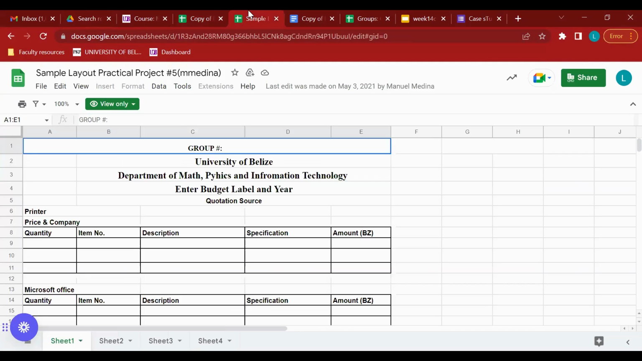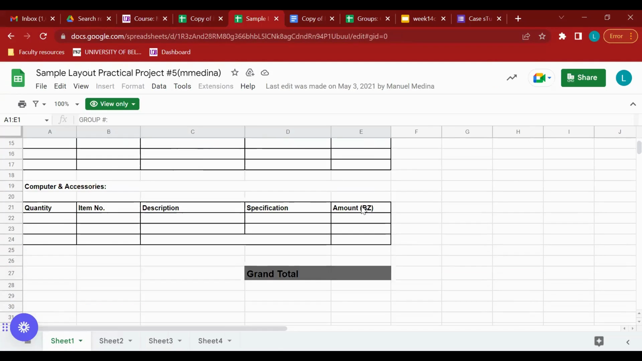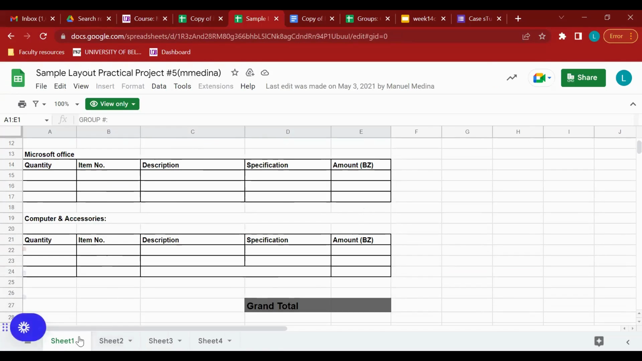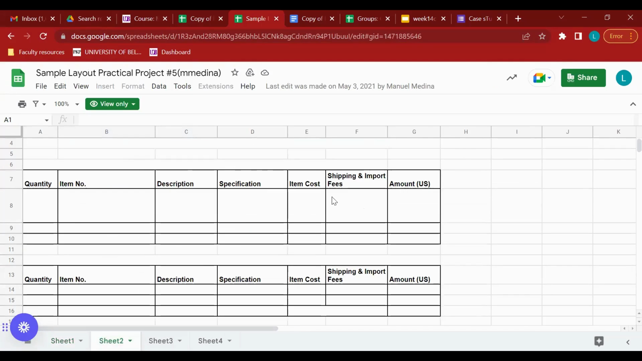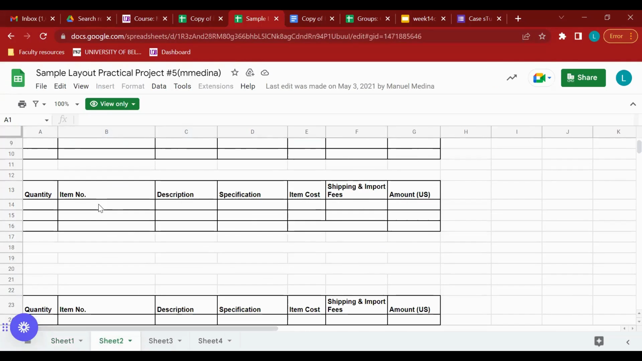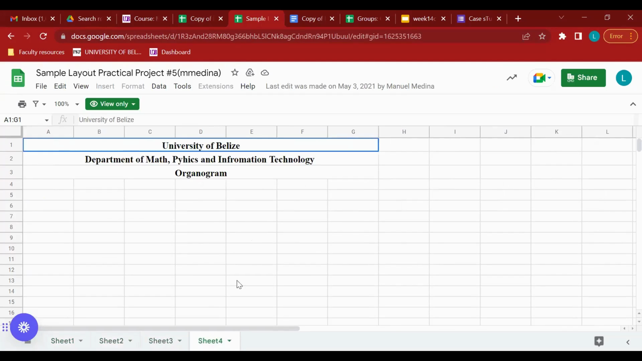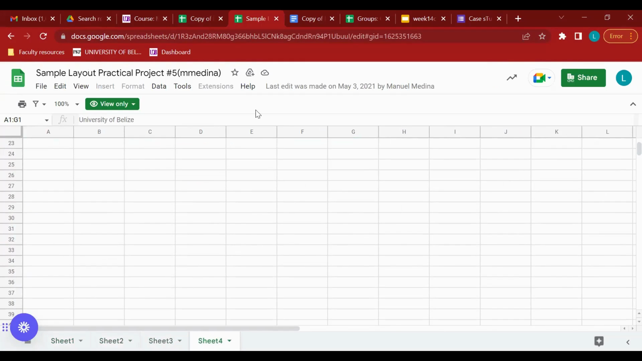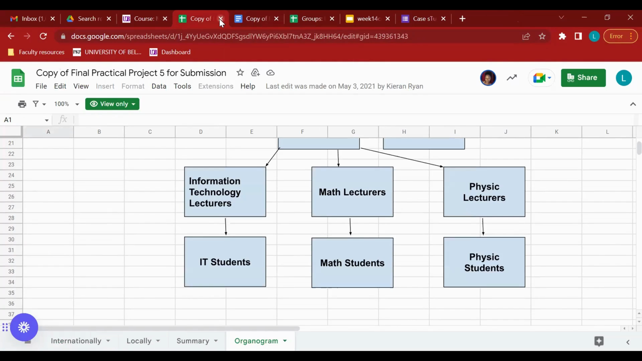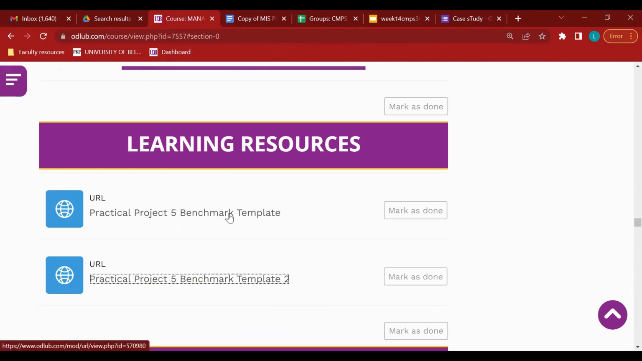Okay, another example was given to you, similar concept. You'll notice that the labels are the same. We're looking at quantity, item number, description, specification, the Belizean amount. Here, the sheets weren't labeled, but the information is basically the same. We're looking at shipping and import fees, the cost of the items, description, your grand total, and of course, the sources that you're using. And you have another sheet for your organogram. So these were just two examples that Dr. Ryan shared on Moodle that you can use with your group as you prepare this presentation.